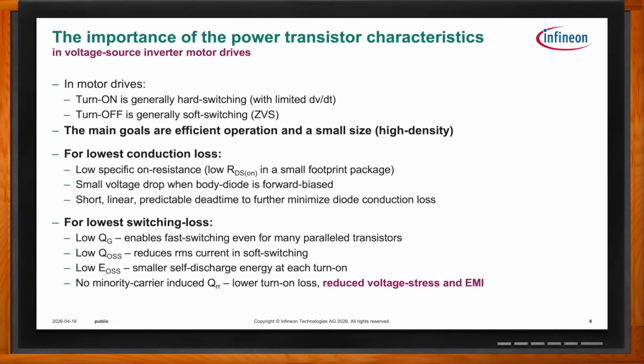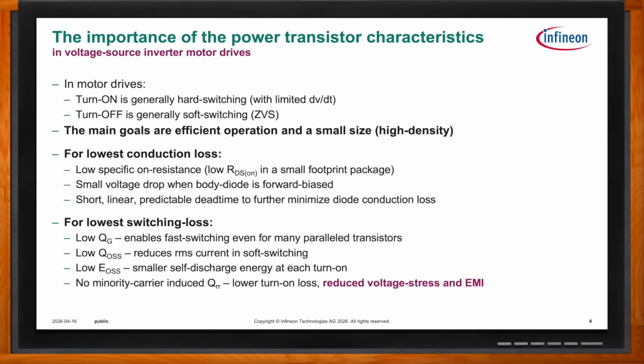And on some of these motor drives, you will see 4, 6, 8, 10, 12 transistors in parallel for the highest current drives. Also, the output capacitance, or the charge stored in the output capacitance, which is QOSS, helps to reduce the overall RMS current in soft switching when it's low, and the energy stored in that charge, the EOSS, every time I hard switch turn on, I'm dissipating that energy. So low EOSS directly reduces switching loss.